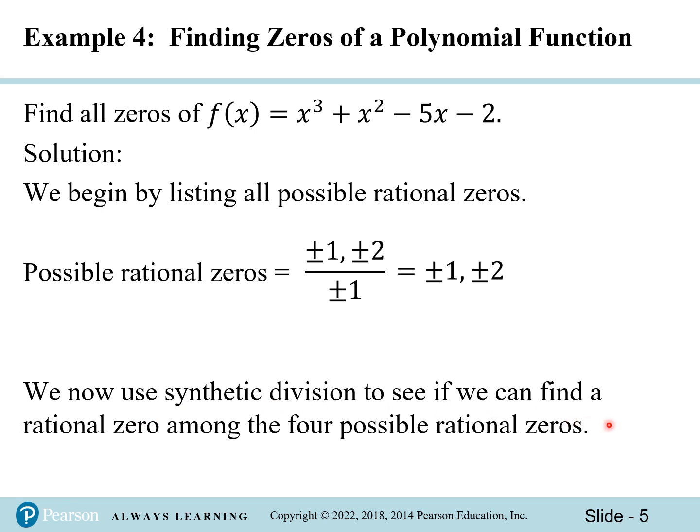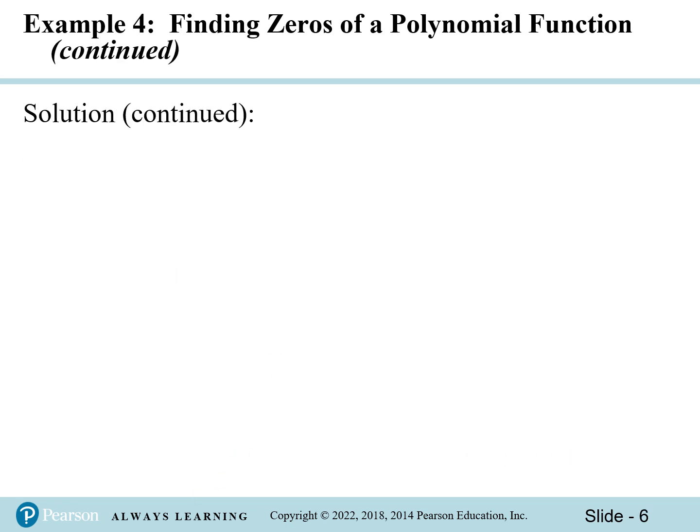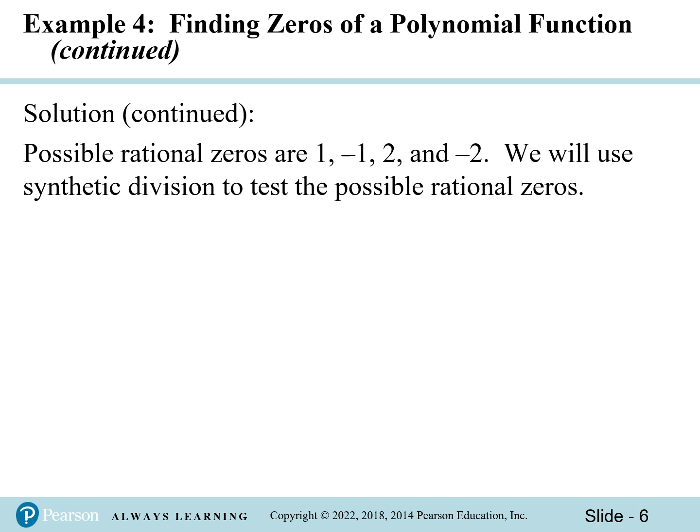So we're going to use synthetic division to see if we can find a rational zero among the four possible rational zeros. Again, our possible rational roots are 1, negative 1, 2, and negative 2. We will use synthetic division to test the possible rational zeros. Remember, it was 1, 1, negative 5, negative 2 for my coefficients. And I'm just going to pick one of the roots. It doesn't matter which one I pick or which one I start with. We just try them and keep testing until we find a remainder of 0.